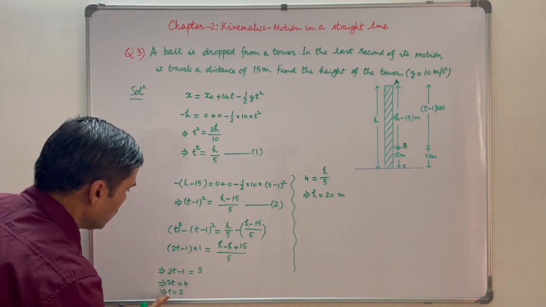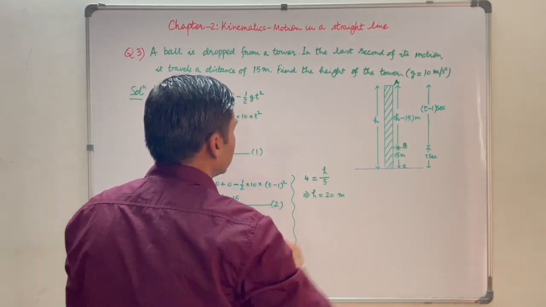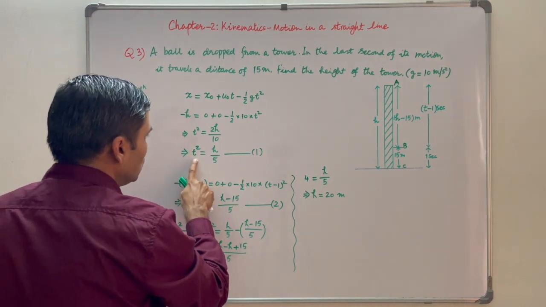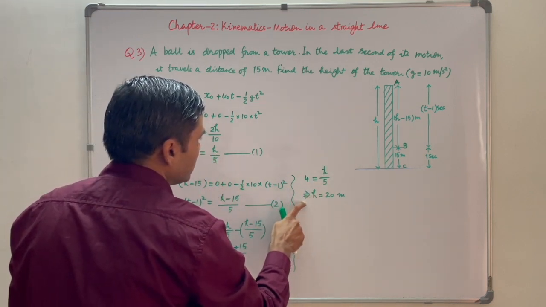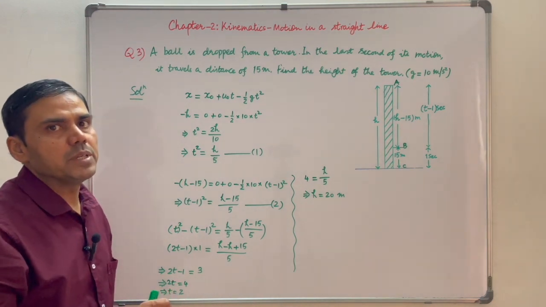So t comes out to be 2 seconds, which means the total time of journey is 2 seconds. Put t is equal to 2 in this equation. So 2 square is equal to 4, is equal to h by 5. So h comes out to be 20 meters, which means the height of the tower is 20 meters.